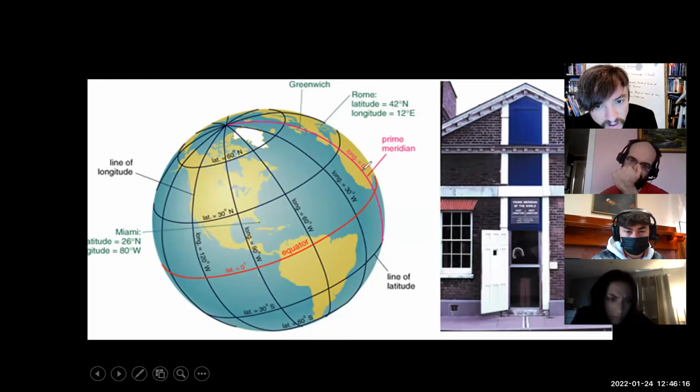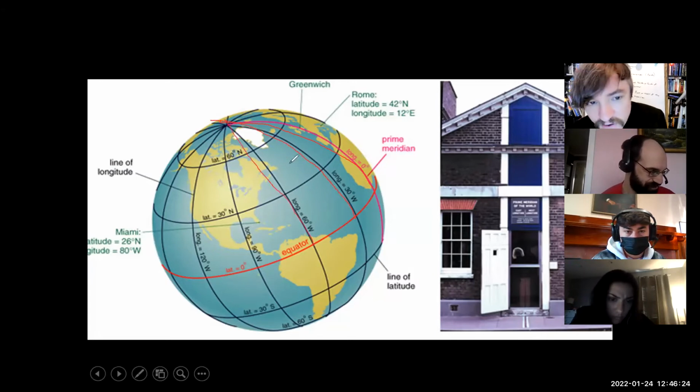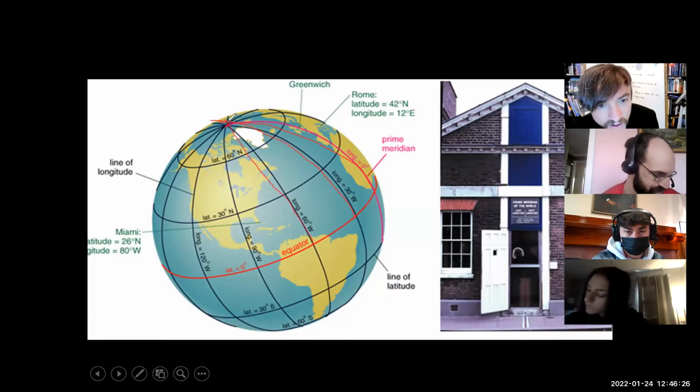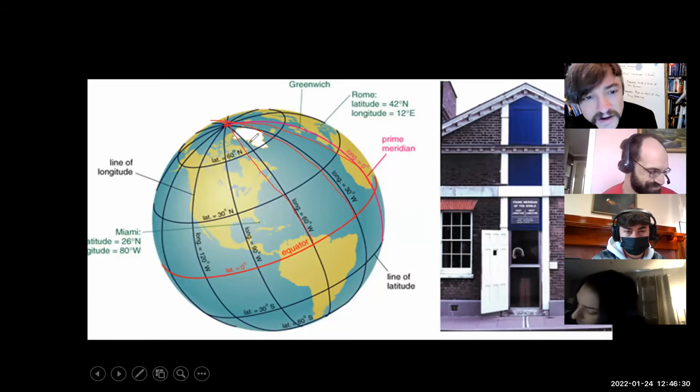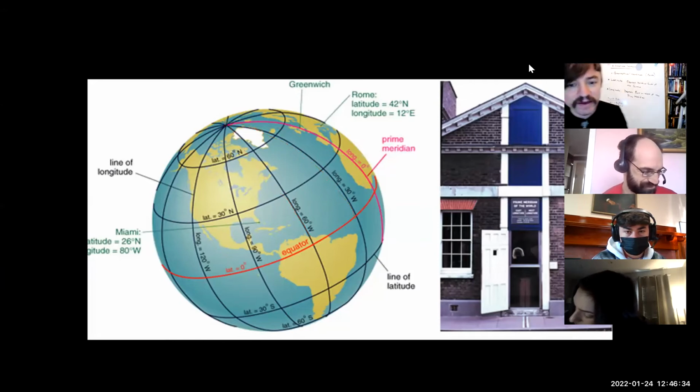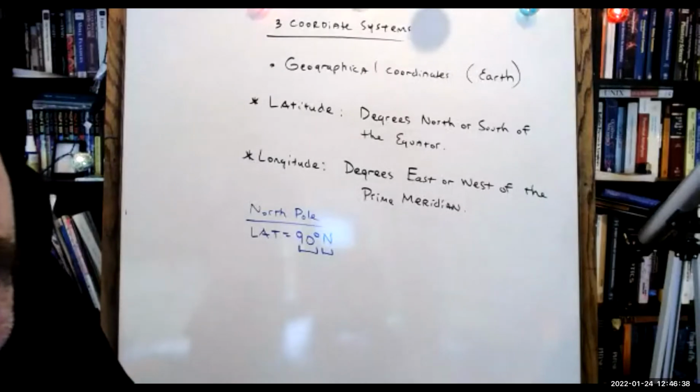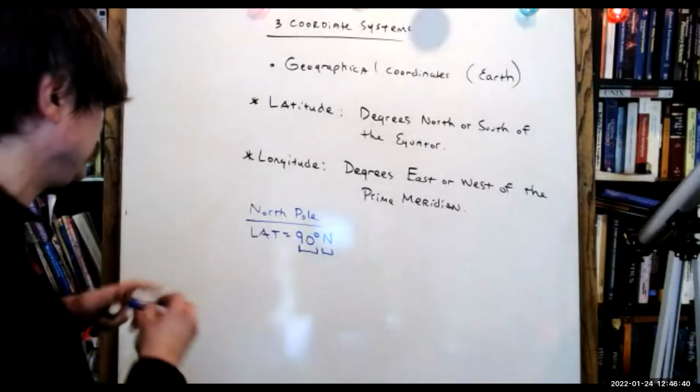In fact, the longitude of the North Pole is undefined because all lines of longitude converge at the North Pole. In mathematics, we call such a point degenerate or multi-valued. Multiple longitudes pass at the North Pole, so it doesn't have a well-defined longitude. That's okay because a latitude of 90 degrees north is still a unique point.